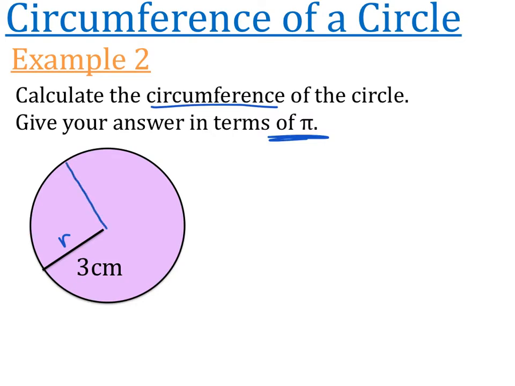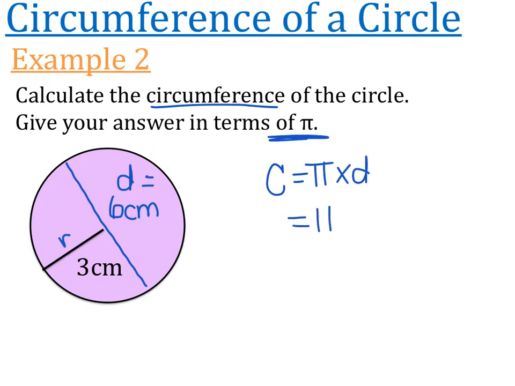That must mean also that all the way across this particular circle is 6. 3 plus 3, or 3 times 2, is 6. 6 centimeters must be the diameter. So if we want to find the circumference, circumference is pi times by diameter. So that's going to be pi times by 6, and then we can just put them together, 6 pi.